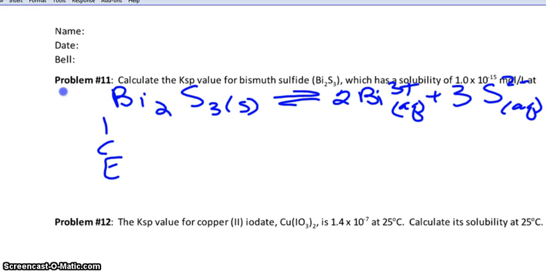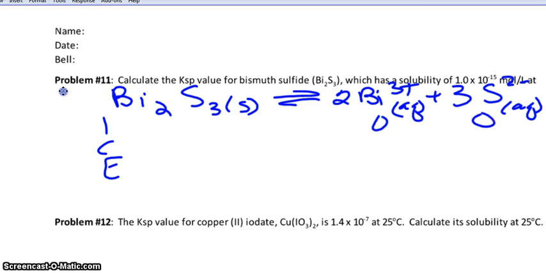And once again, we cannot talk about the molarity of the solid. There is no molarity. It's a solid. You can't do that. But you can talk about how much of the initial bismuth ion you have and the initial sulfide ion you have, and they're both zeros.